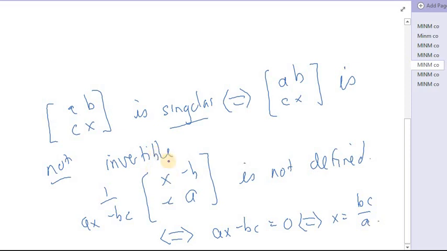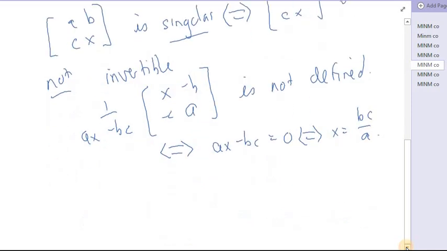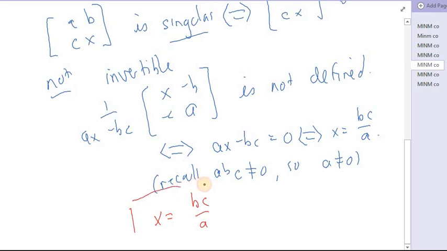Now notice that the condition that ABC was not equal to 0 is used here. So recall that ABC is not 0, so in particular A is not 0. So if A is not 0, then I could define X as BC over A. So that's actually the answer. X equals BC over A. That's the value of X that makes this matrix singular. Right? And that's the only value because it has to satisfy this equation. All right, so that's it.